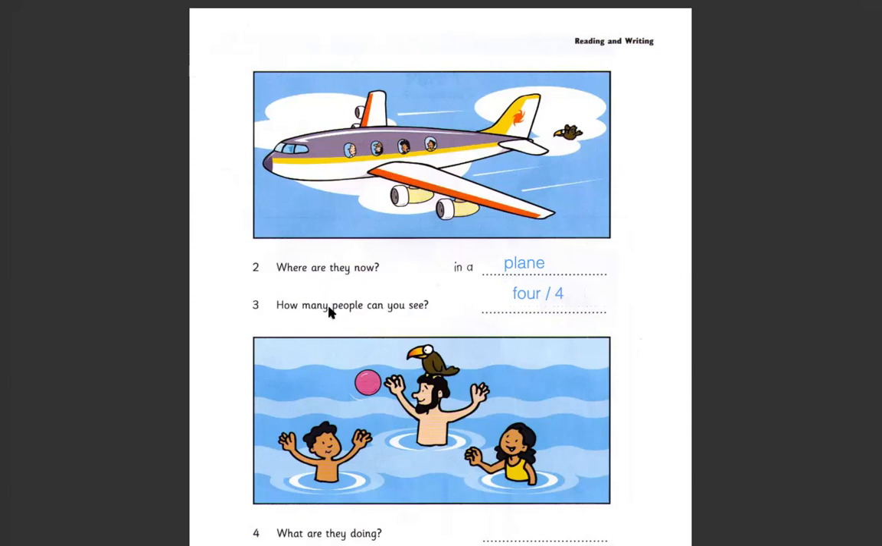Write these two questions also. Questions that are clear. Can you see? I hope you have finished. Have you finished? Yes. So let's move to the next two questions.